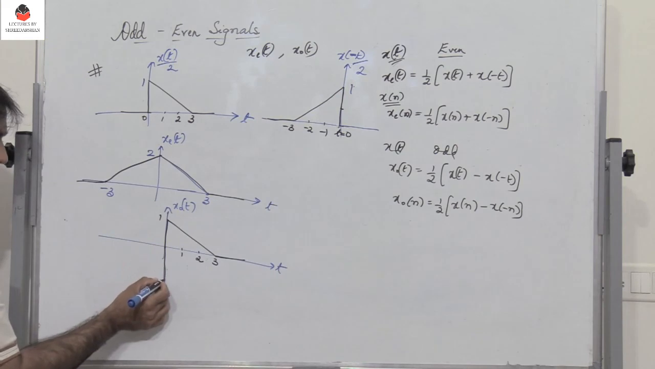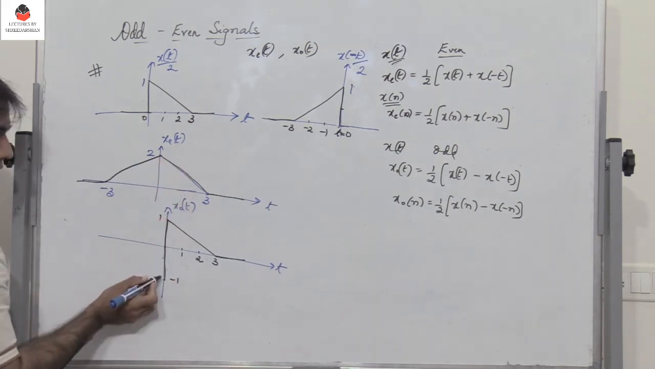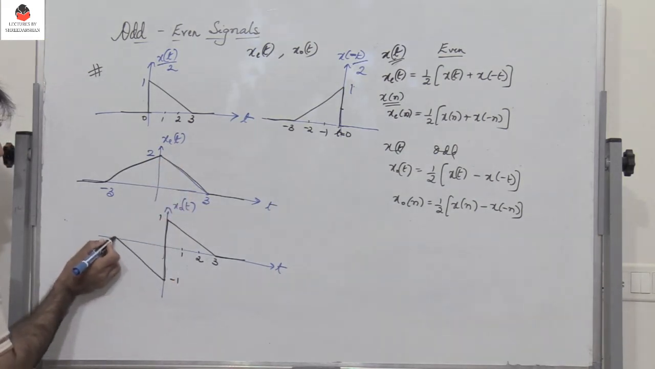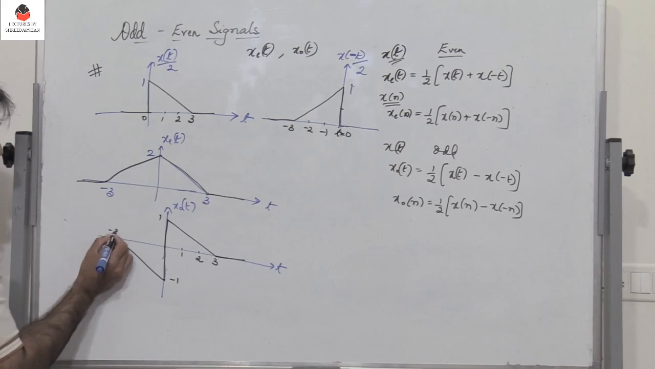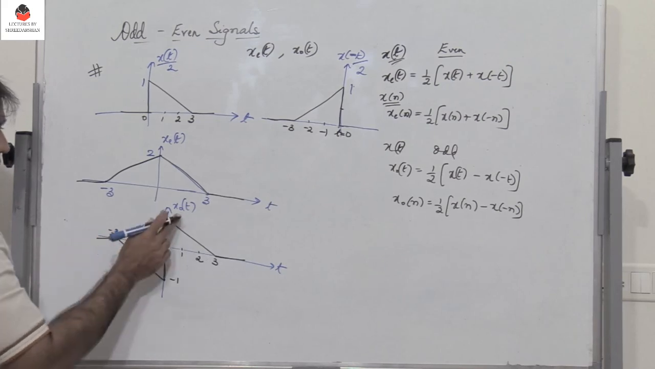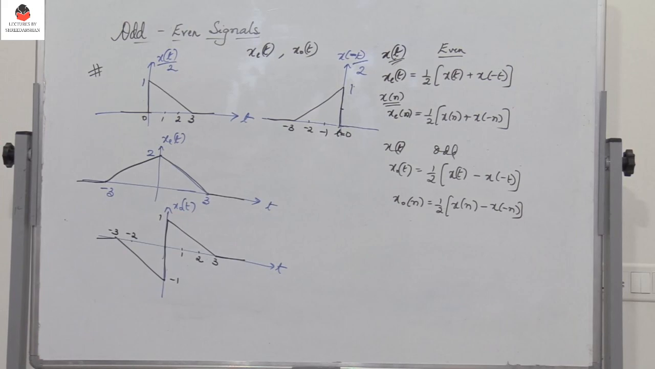So this becomes minus 1 at t equal to 0, and it again returns back to 0 at t equal to minus 3. So this is the odd component. So this is the even component for the given signal x of t, and this is the odd component for the given signal x of t.